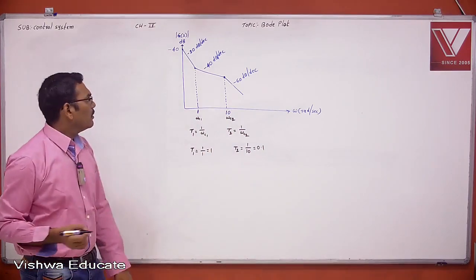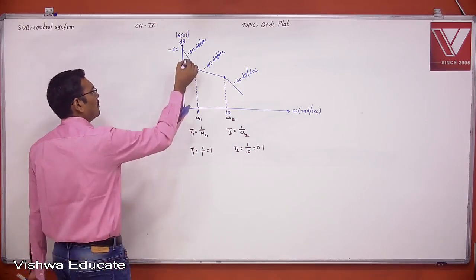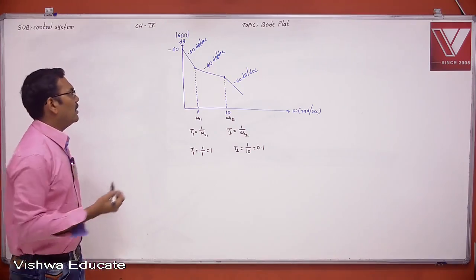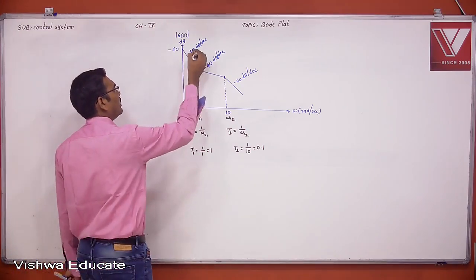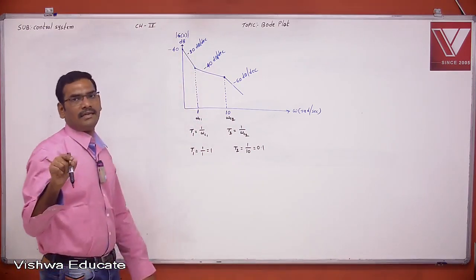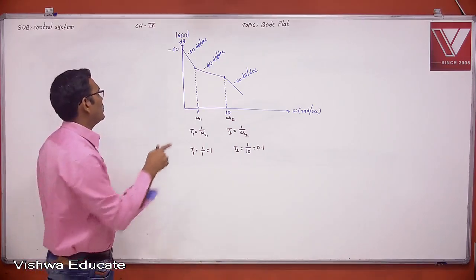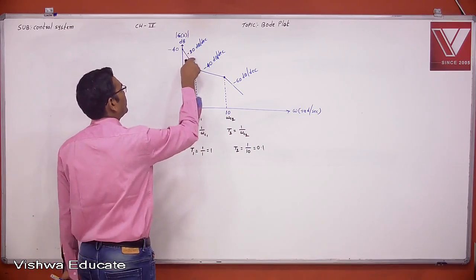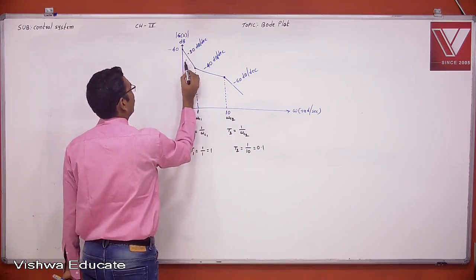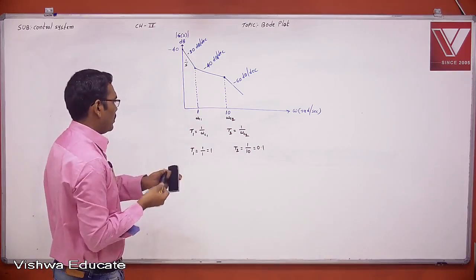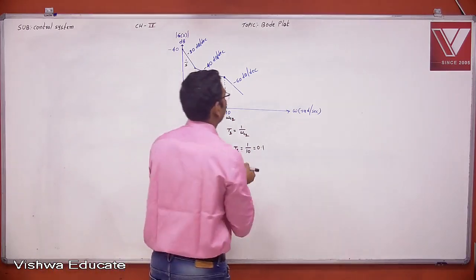Next, you know one thing. What is the starting slope? Who gives the starting slope? The starting slope is given by the number of poles at origin, or the number of zeros at origin. What is the starting slope? Minus 20 dB per decade, which means one pole at origin. Am I right? Now see the transfer function.